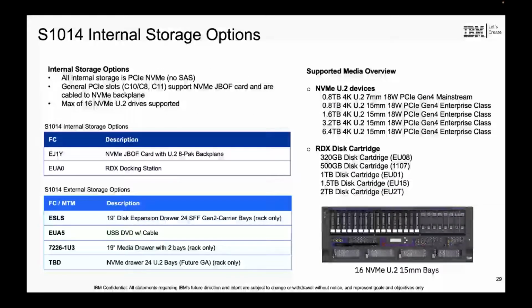Some integrated storage options. RDX is still around. We do need the JBOF card. We can do a half a MEX drawer. There is an NVMe drawer coming, and not immediately. I think sometime next year, but we can get out to a SAS drawer, the 24 SFF carrier drawer. So there's ways that we can expand and do more IO.